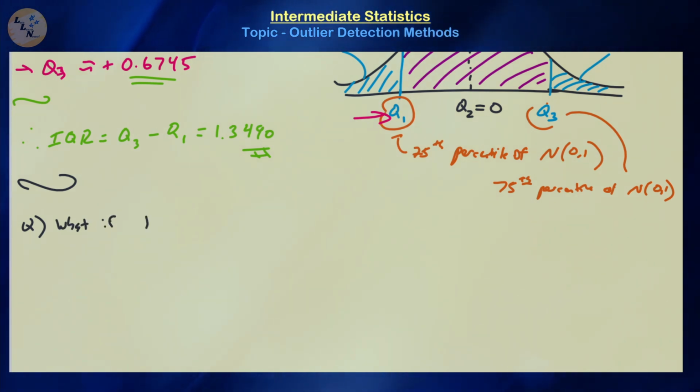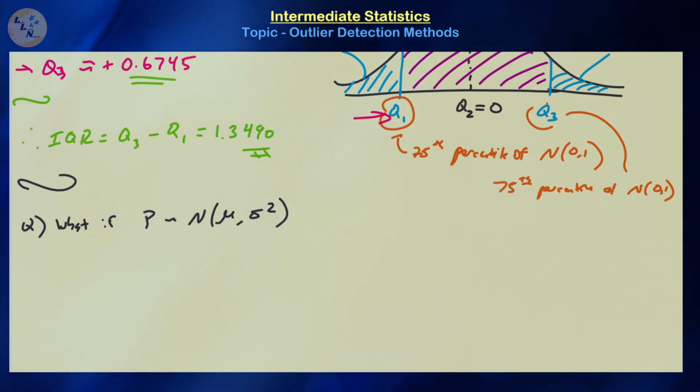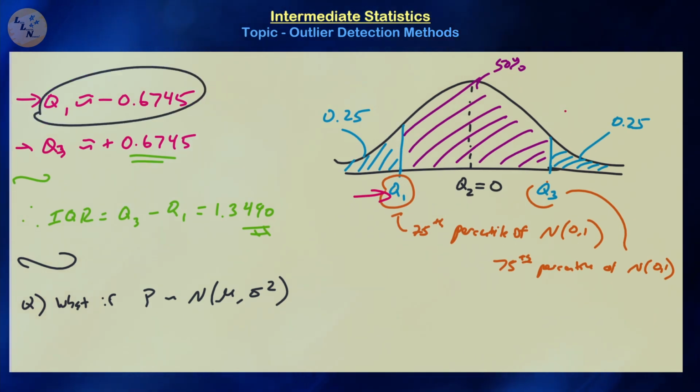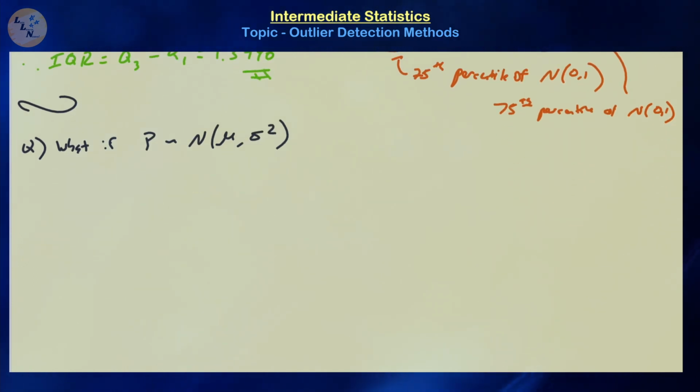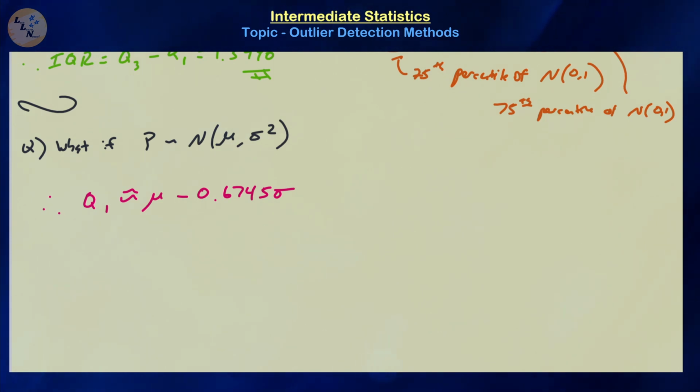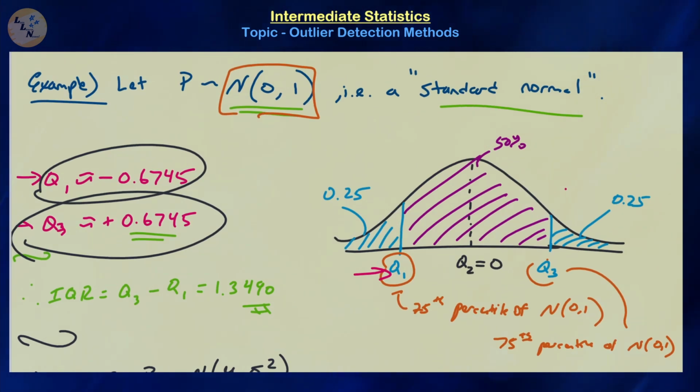What if our population P is a normal distribution with an arbitrary mean mu and variance sigma squared? In some sense, these are z-scores for the inner quartiles, so we can convert back to a standard domain via the z-score transformation. One can find that Q1 is approximately equal to mu minus 0.6745 sigma.